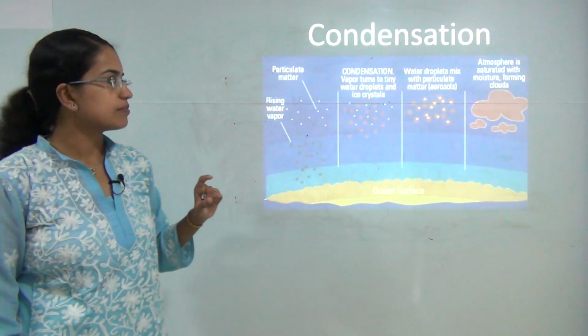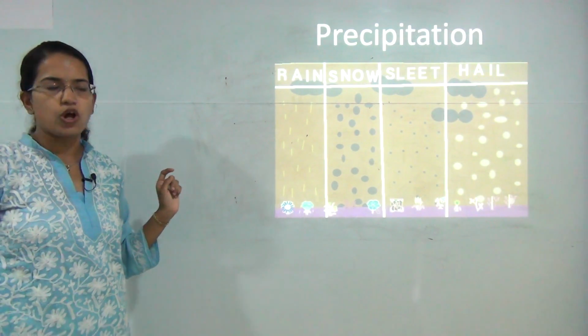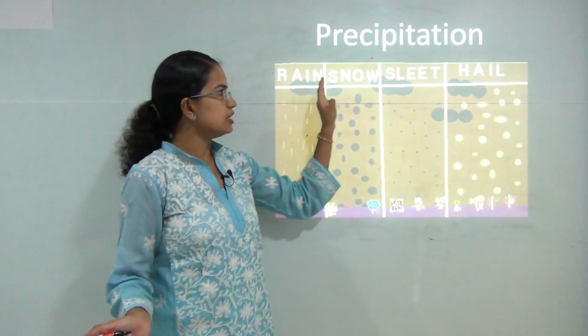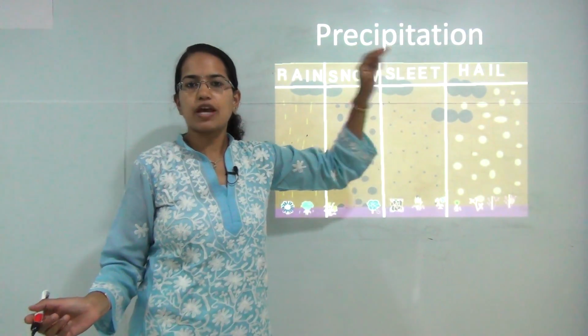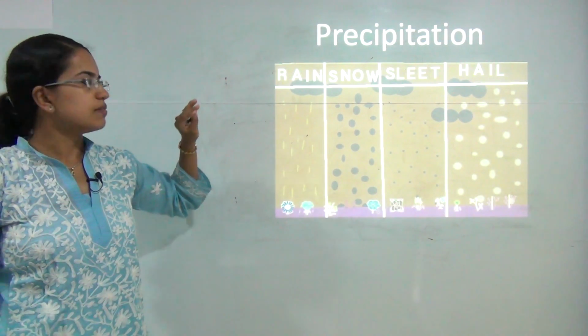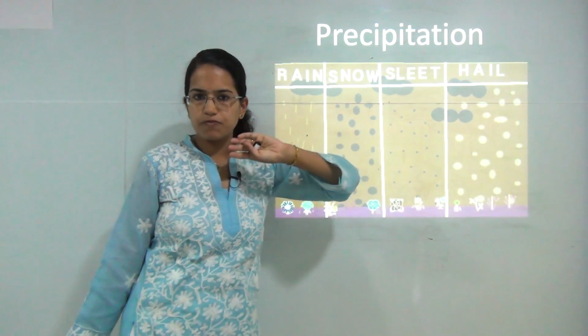The next important process is precipitation. Now precipitation or rainfall can occur in various ways. It can be in the form of rain, snow, sleet or hail. We have already talked about the various stages of precipitation in the previous class, where you can understand more about the various forms of precipitation.